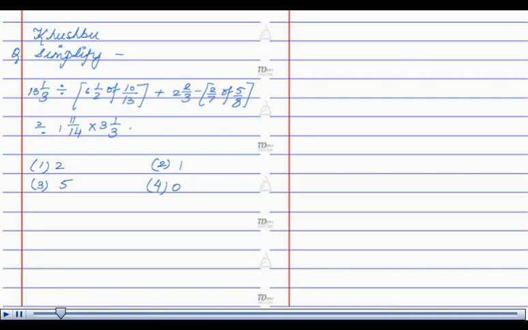The question is, simplify 13 1 by 3 divided by 6 1 by 2 of 10 by 13 plus 2 2 by 3 minus 2 by 7 of 5 by 8 divided by 1 11 by 14 into 3 1 by 3.